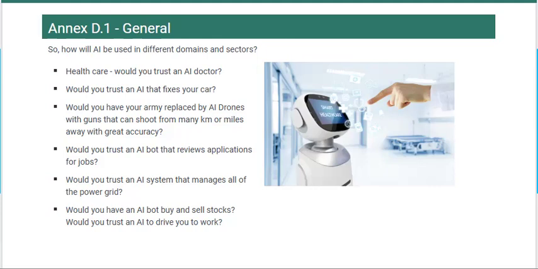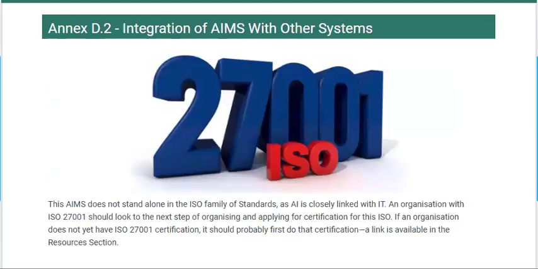Annex D.2 Integration of AIMS with other systems. This AIMS does not stand alone in the ISO family of standards, as AI is closely linked with IT. An organization with ISO 27001 should look to the next step of organizing and applying for certification for this ISO. If an organization does not yet have ISO 27001 certification, it should probably first do that certification. A link is available in the resources section.